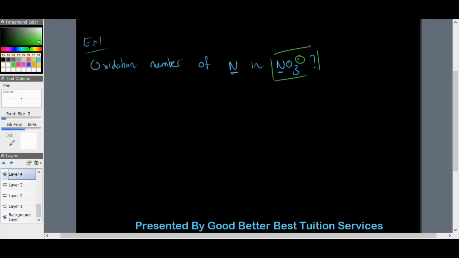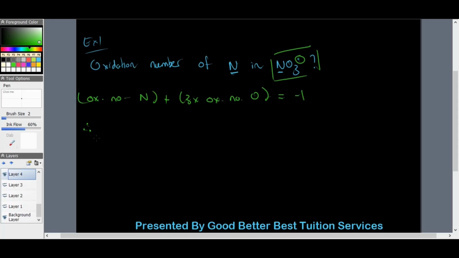So basically what they are saying here is that the oxidation number, and I'm going to shorten it to just ox, the oxidation number of nitrogen, plus 3 times that of the oxidation number of oxygen must equal -1. The reason why I say 3 times that is because it's NO3. So let's figure this out.